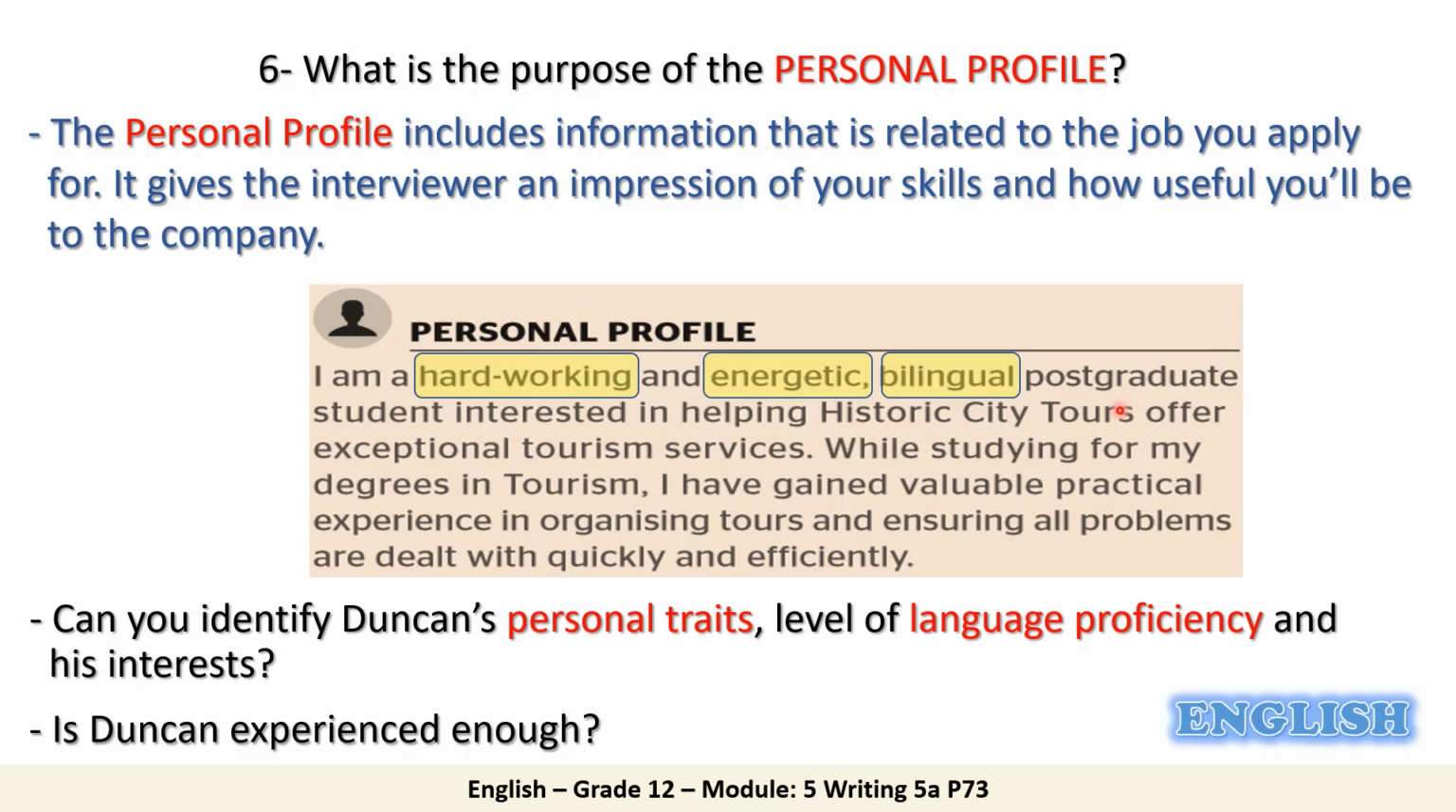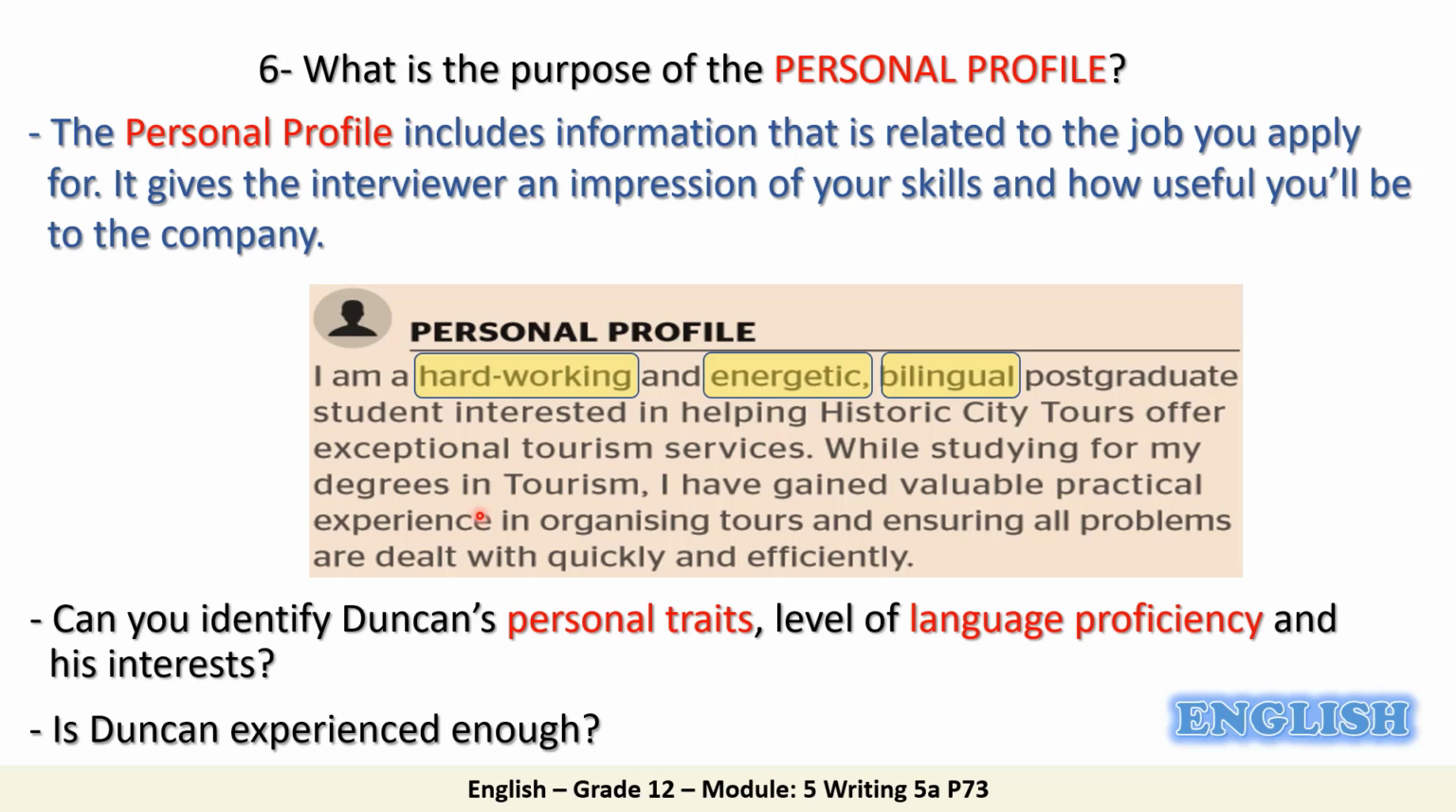Concerning the expression postgraduate student, this means that he has completed the first university degree, the BA, Bachelor of Arts, and then he undertakes further study at a more advanced level, the level of MA. Okay. Starting these three words with capital letters means that this is the name of a company. So he is helping Historic City Tours, this company, in order to offer exceptional tourism services.